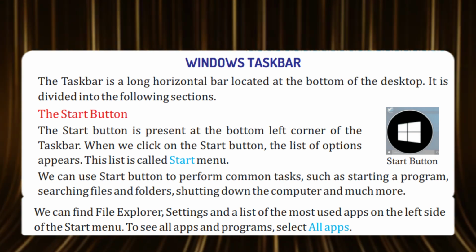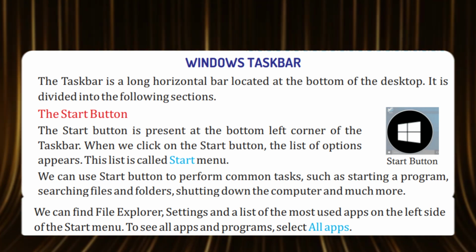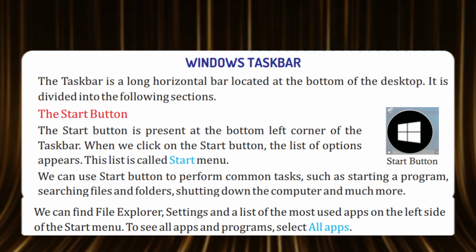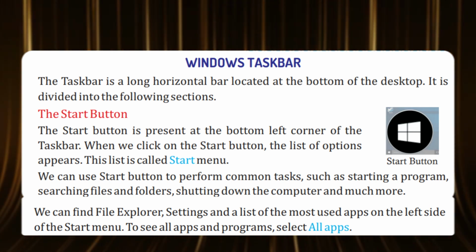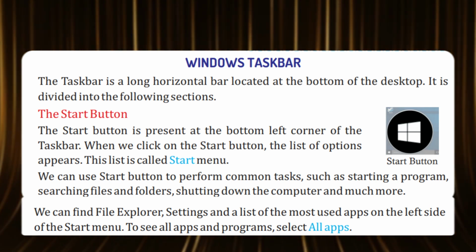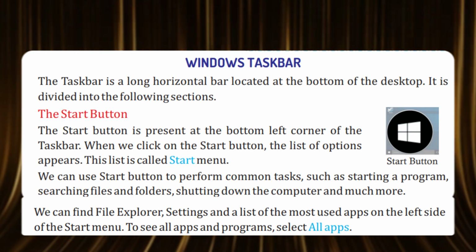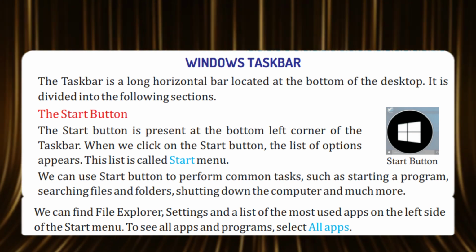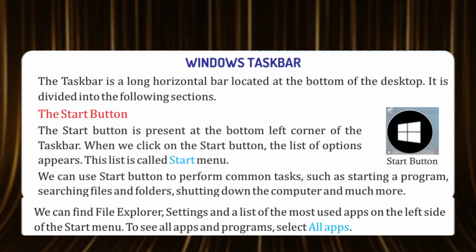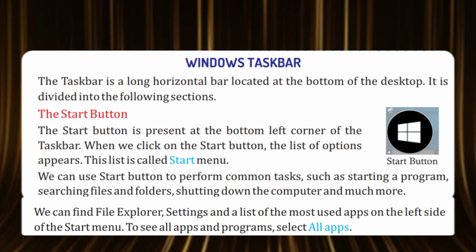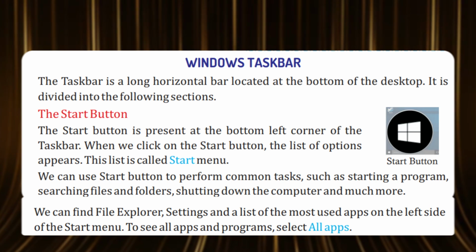The Start button. The Start button is present at the bottom left corner of the taskbar. When we click on the Start button, the list of options appears. This list is called the Start menu. We can use the Start button to perform common tasks such as starting a program, searching files and folders, shutting down the computer and much more.